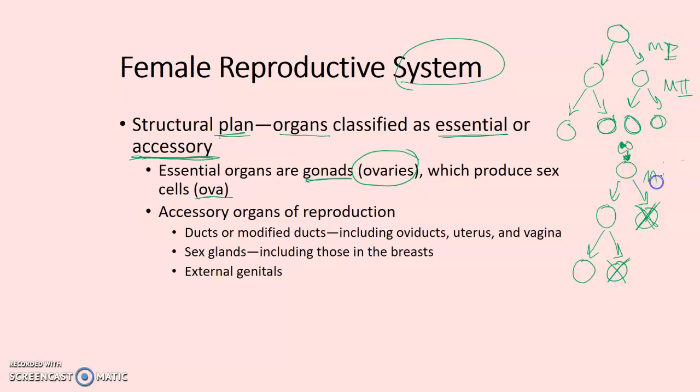So this is M1, this is M2, and this first step, just don't worry about it right now. That's the stem cell kicking off the primary oocyte, okay?